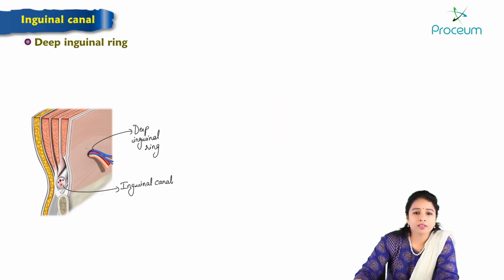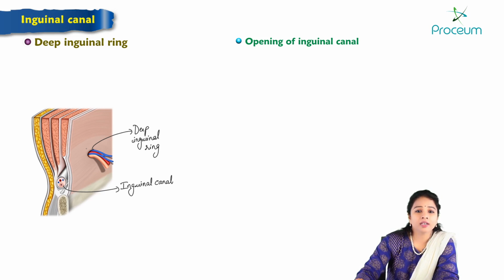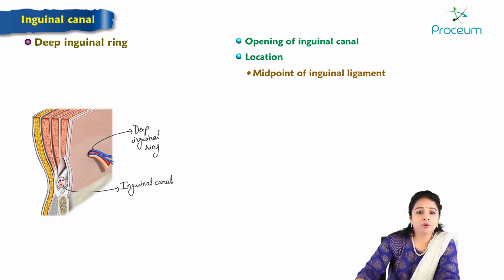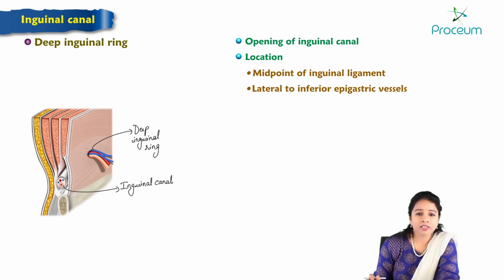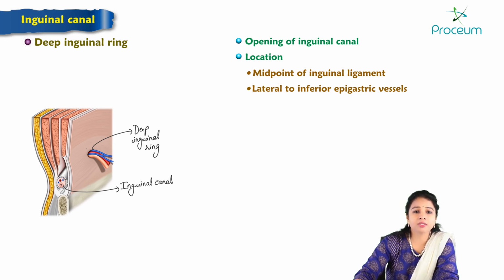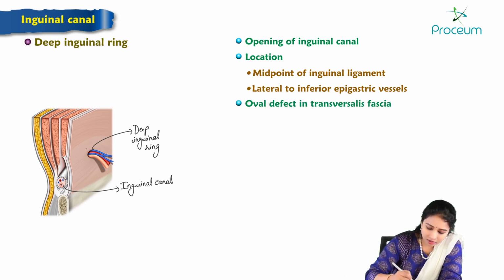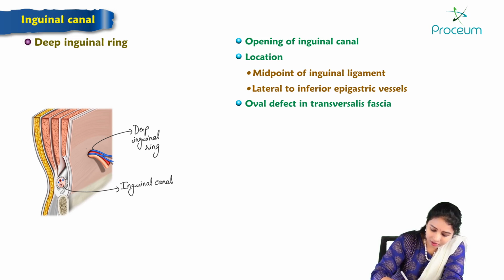Deep inguinal ring. The opening of the inguinal canal is referred to as the deep or lateral inguinal ring, and it is located at the midpoint of inguinal ligament, lateral to the inferior epigastric vessels. So this deep inguinal ring lies lateral to the inferior epigastric vessels. It is an oval defect in the fascia transversalis. So here the fascia is the fascia transversalis.